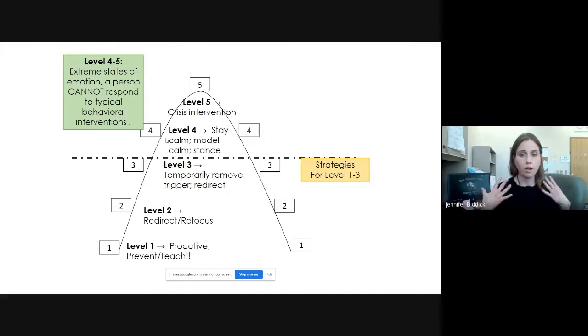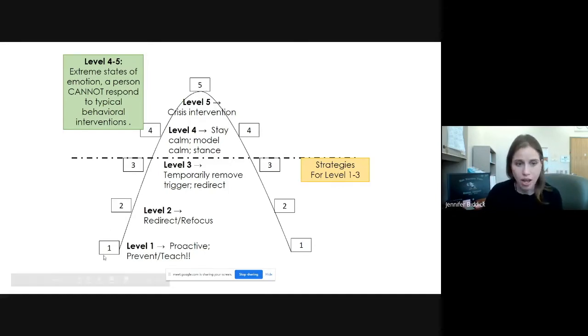If you are directly engaged with the learner, that might be seen as confrontational. So we want to make sure that we have a non-confrontational stance, also protecting ourselves. We don't have our arms crossed. We have them down at our sides, things like that. But again, at this level 4 and 5, this is not when we're going to be able to teach our learners something new. This is not when a lot of our typical interventions would be successful because they've reached that level of arousal beyond that.